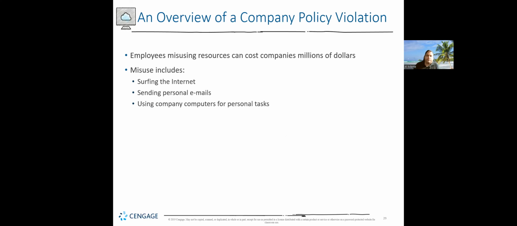So moving on. Employees misusing resources can cost companies millions of dollars. Misuses include surfing the internet, sending personal emails, using company computers for personal tasks like paying your bills, paying your mortgage, researching flights to Tahiti, things like that. That's what they mean by misuse.